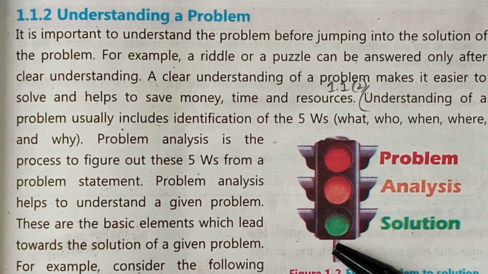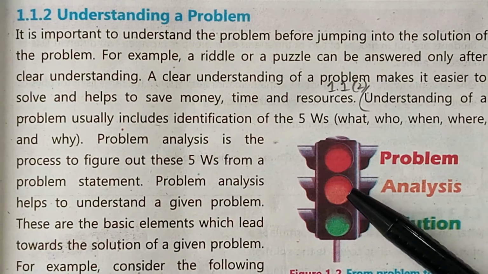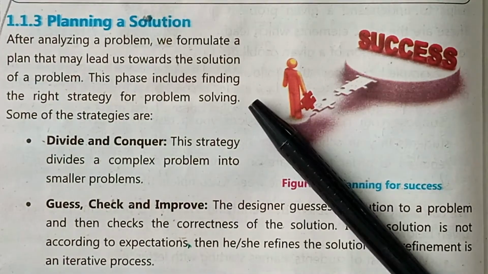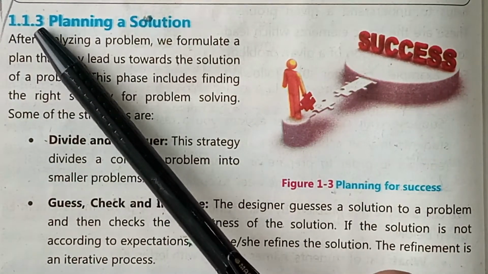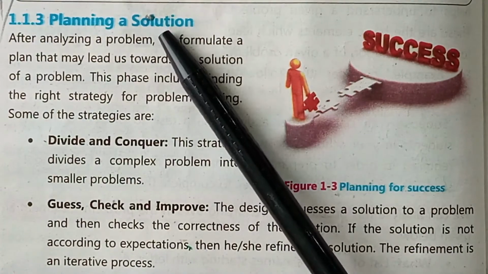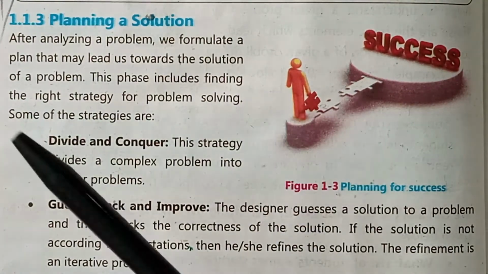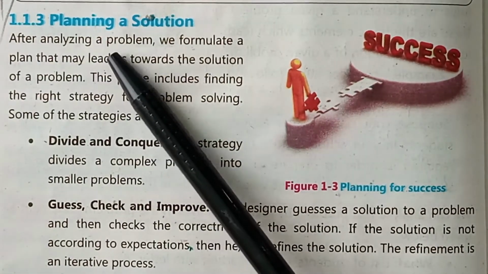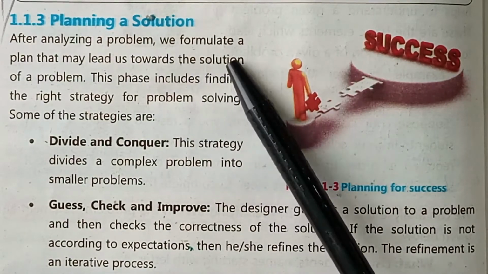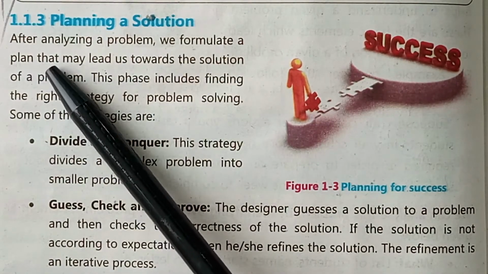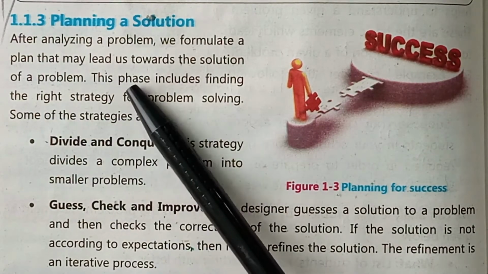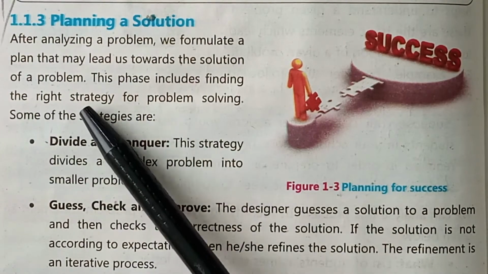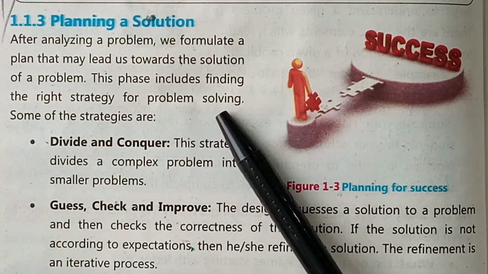In the previous lecture, we have studied about the understanding of a problem by using the 5 W's. Now today we are going to start our next topic, that is 1.1.3 planning a solution, and it's on page number 4. After analyzing a problem, we formulate a plan that may lead us towards the solution of a problem. This phase includes finding the right strategy for problem solving.